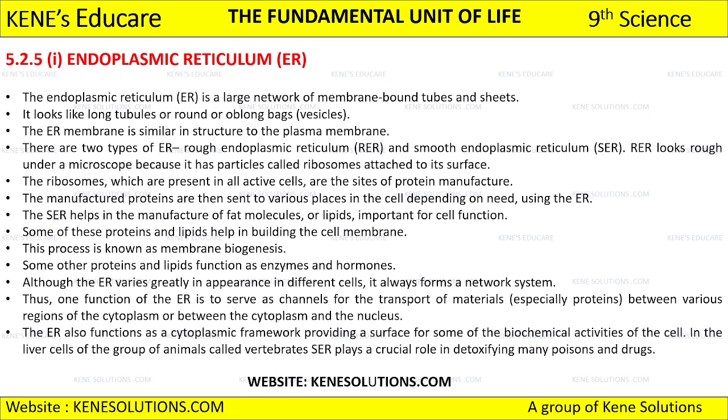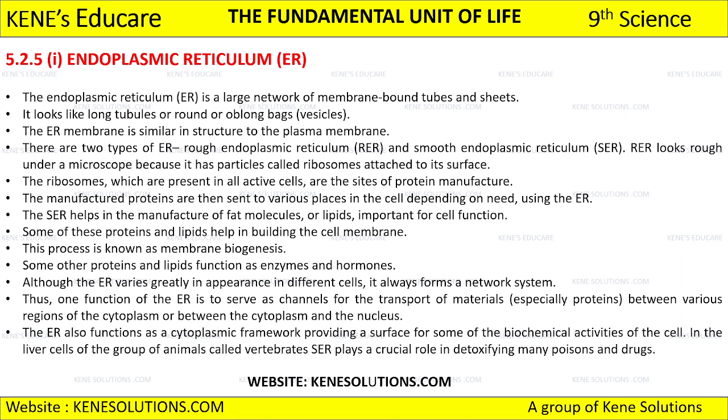Ribosomes are known as the site for protein manufacture because they help in manufacturing the protein. The manufactured proteins are sent to various places in the cell depending on need, using the ER. Where will it go? It will reach various places in the cell, depending upon the need, using the ER.